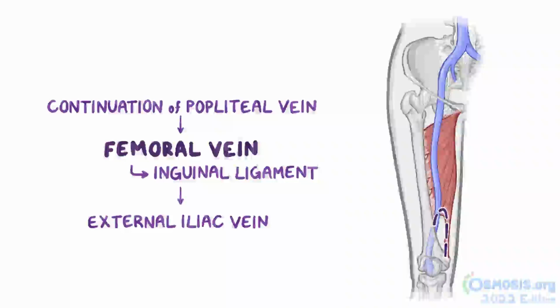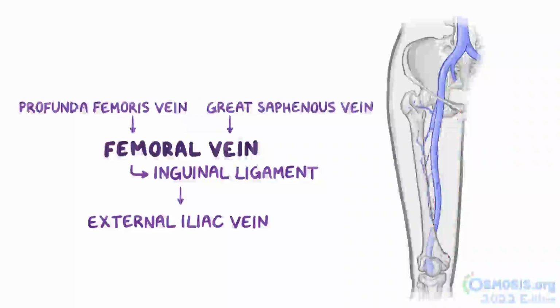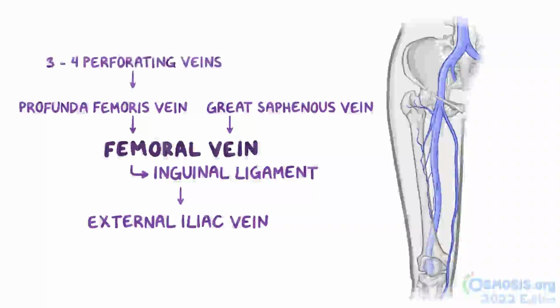In the inferior part of the femoral triangle, the femoral vein receives the profunda femoris vein, the great saphenous vein, and other tributaries. The most important one is the profunda femoris vein, or deep vein of the thigh, which is formed by the union of 3 or 4 perforating veins.